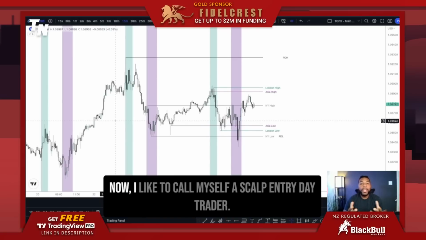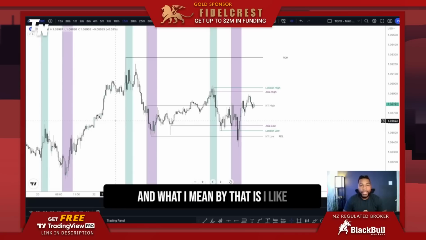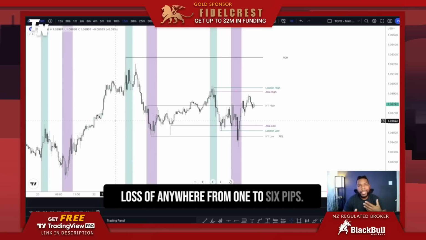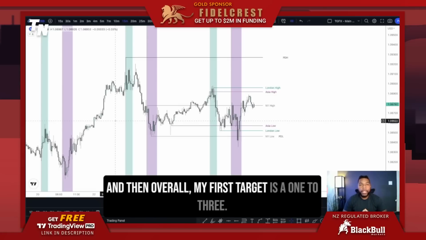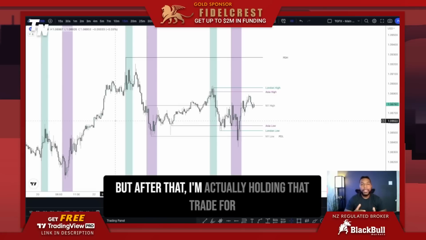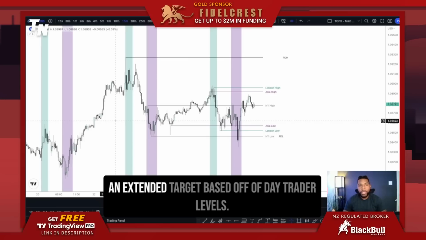Now, I like to call myself a scalp entry day trader. And what I mean by that is I like to enter the market with a very tight stop loss of anywhere from 1 to 6 pips. And then overall, my first target is a 1 to 3. But after that, I'm actually holding that trade for an extended target based off of day trader levels.